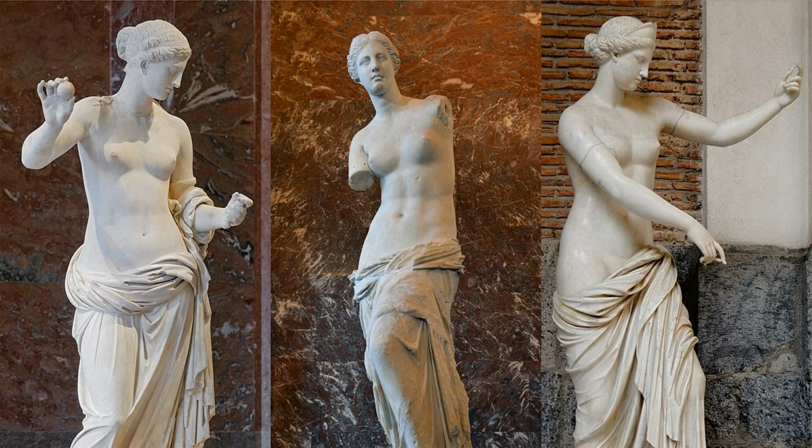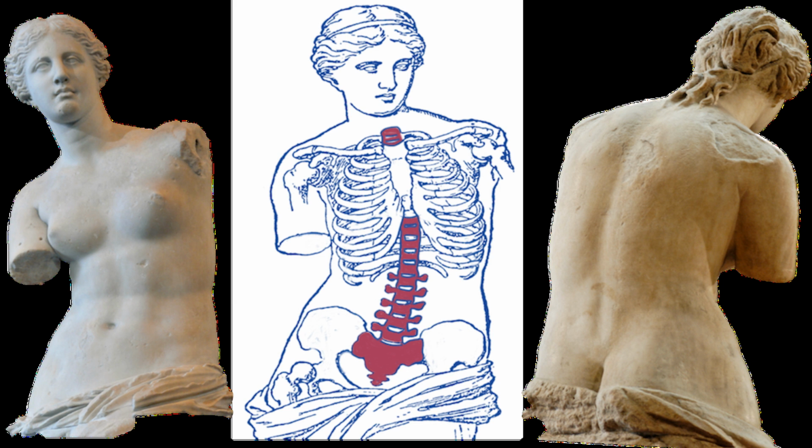Regardless of its missing arms, the Venus de Milo statue remains one of the most popular and recognizable sculptures in the world, and is certainly one of the most important sculptures in human history.